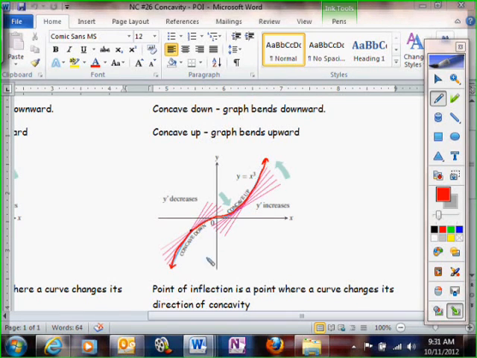Okay? And I'm going to talk about a point of inflection in a second. This right here would actually be that point of inflection that we're fixing to talk about because it's concave down from here to here, but at this point it starts changing to concave up. And that point of inflection is a point where a curve changes its direction of concavity.